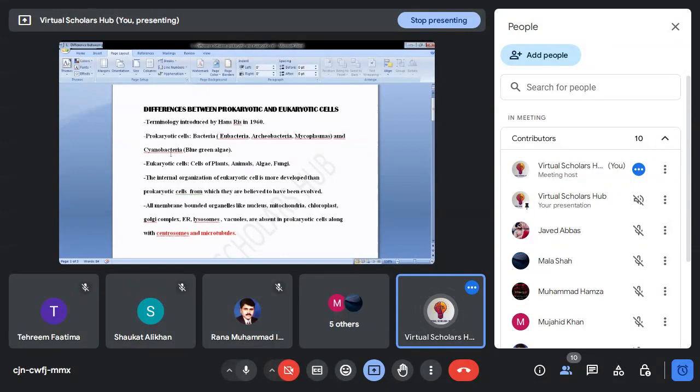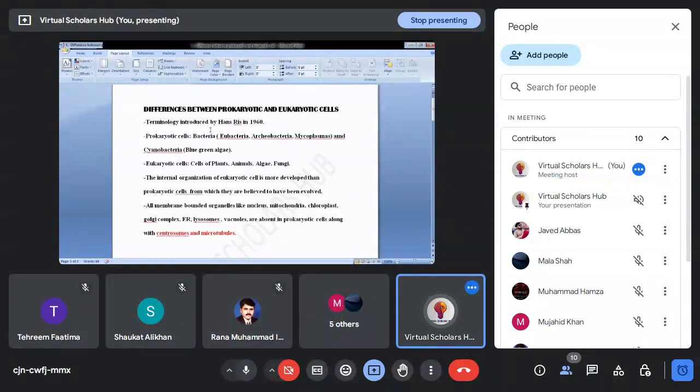Cyanobacteria, as we have discussed in the initial orientation lectures, were previously known as blue-green algae. These were placed in the algae, then they were removed from that area because these have prokaryotic cells, and now they are placed in the kingdom Monera because these have prokaryotic cells. So basically, there are two groups of prokaryotic cells, bacteria and cyanobacteria.